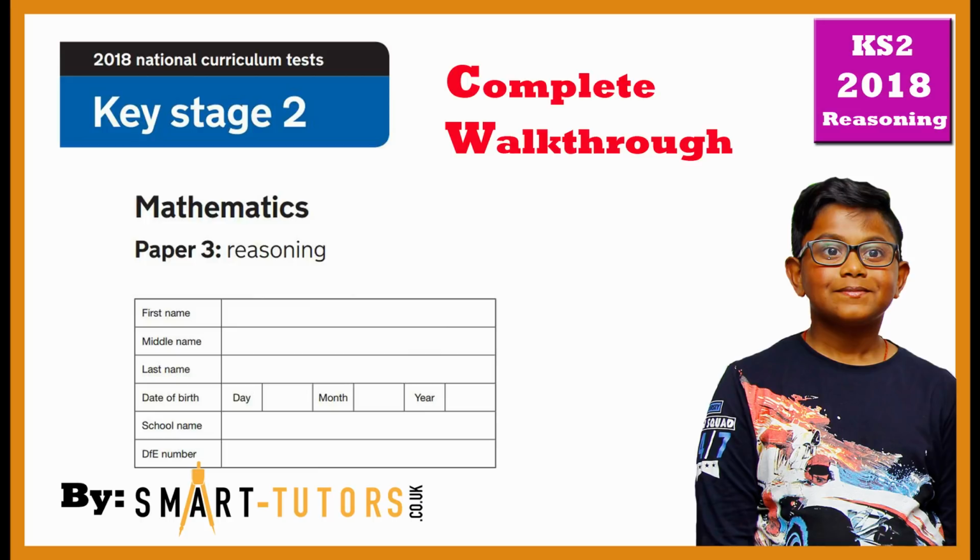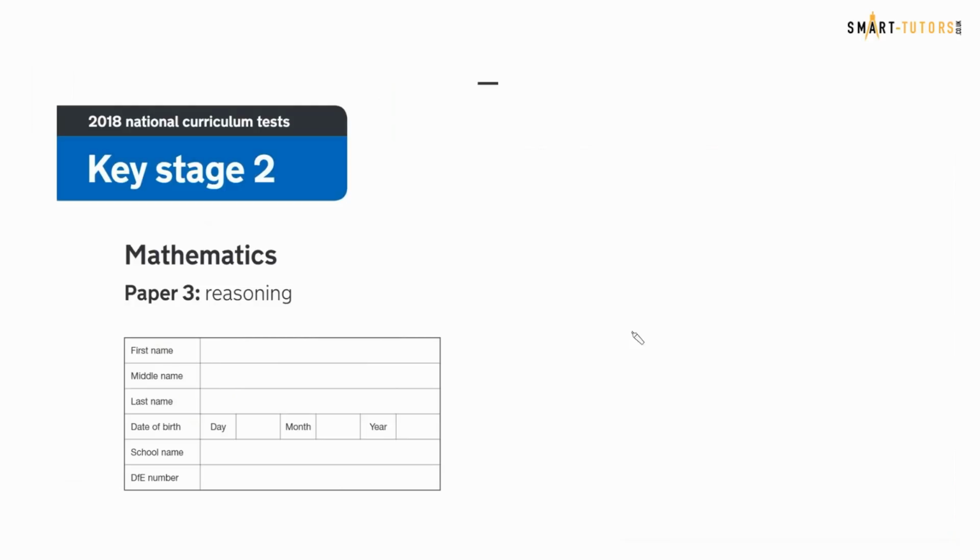Here I have a 10-year-old, Ivan, to assist me with this paper. Let Ivan introduce himself. Okay, hi. My name is Ivan and I'm 10 years old. And I'm here to explain the 2018 Key Stage 2 Paper 3 Reasoning exam. Thank you, Ivan. Let's go to question number 1.